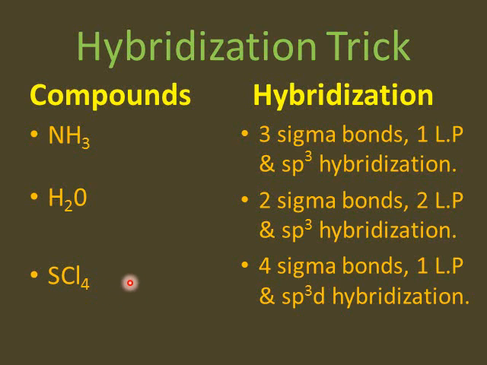These 2 electrons will form a pair of electrons, which can be said as one lone pair. So 4 sigma bonds and 1 lone pair. How many in total? It will be 5. 4 plus 1, 5. So 5 will undergo sp3d hybridization. 1s, 3p form 4 and 1d will form 5. So here our 5 bonds will complete and it will undergo sp3d hybridization.